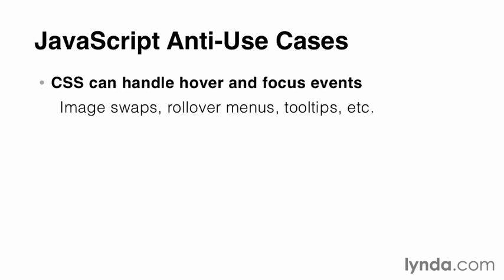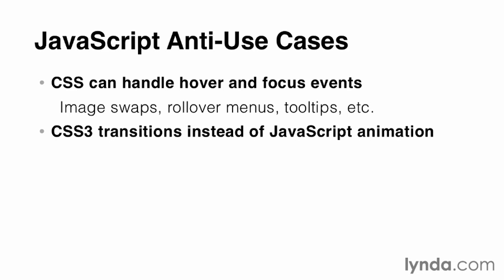So back in the old days, for things like swapping out an image in reaction to a mouse over event, rollover menus, tooltips, various things like that, you probably don't need to use JavaScript at all for that these days. For more advanced animations and things, we now have CSS transitions and transforms. These are very powerful, and especially on mobile platforms, they're way more performant than the equivalents in JavaScript. You can, of course, use them together.